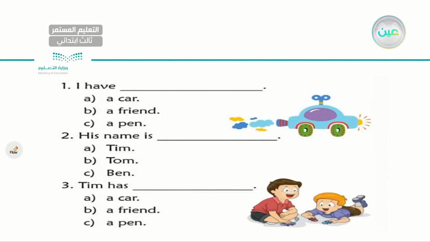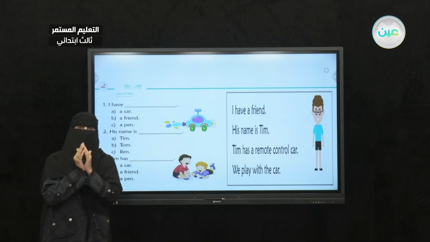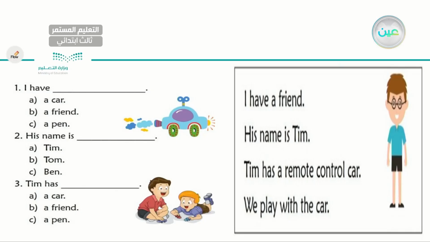Now, let's have the questions. As you can see, I have these questions on your left, and I have the passage to your right. Try to find out the answers for the question from the passage. Okay, so for number 1, I have A, a car, B, a friend, C, a pen. What do you think? I have what? The answer is I have a friend. Very good, my dear student.